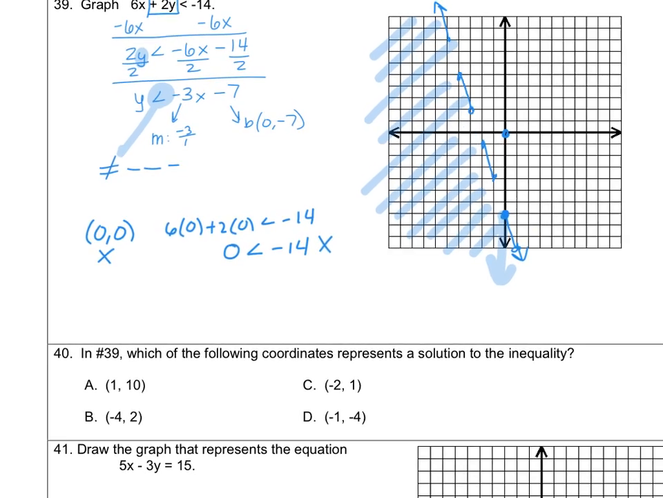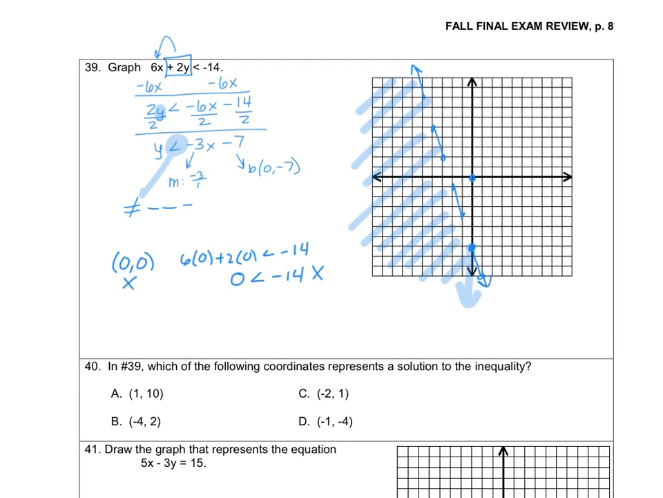Okay, so number 40 is using the question from 39, and it wants to know which of the following are solutions to this inequality. There are two ways of going about this: graphing it and seeing which ones end up in the shaded region, or point testing. So we'll point test one of them, and then we'll graph the rest. I'm going to use the original inequality they gave me and leave empty shells where the x's and y's are. So 6 times something plus 2 times something, is that less than negative 14? We're asking ourselves if that's going to work.